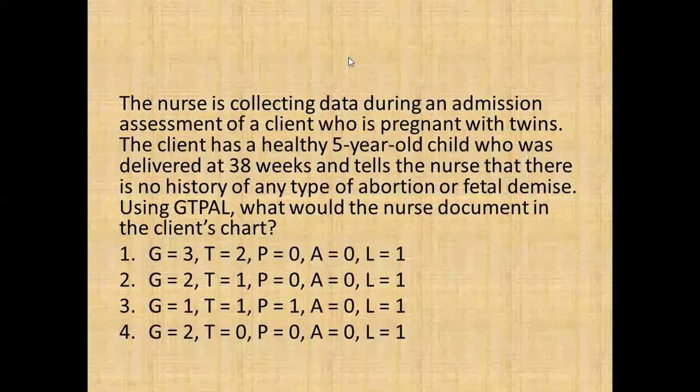So let me continue. The client has a healthy 5-year-old child who was delivered at 38 weeks and tells the nurse that there is no history of any type of abortion or fetal demise. Using a GTPAL, what would the nurse document in the client chart? You have it down there. So based on what we went through, let's represent the client information using the GTPAL.